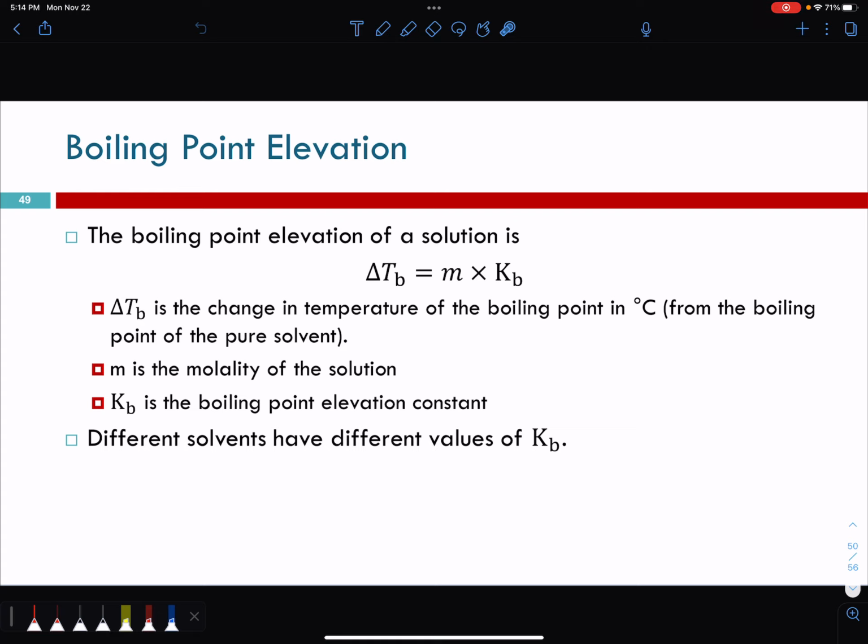This is actually, I think, why you're supposed to add salt to the water when you're making pasta, because the water boils at a higher temperature and it cooks the pasta a little faster. So if you don't add that salt at the beginning, then your pasta is going to be real al dente at the end of the 11 minutes for spaghetti. You just boil it like a minute or two longer. So different solvents have different values of Kb.